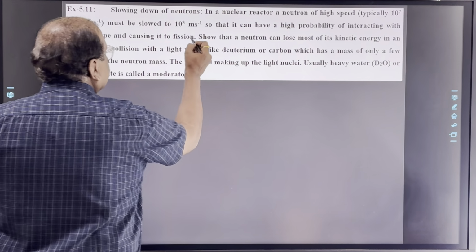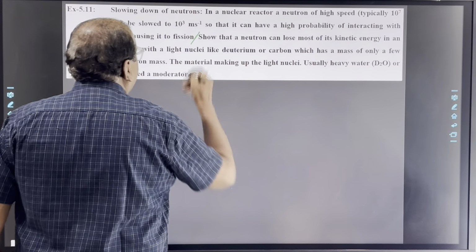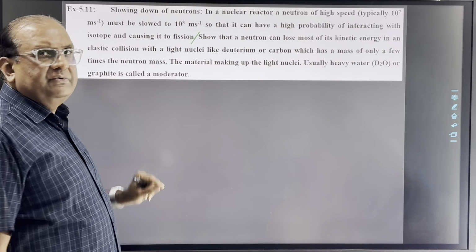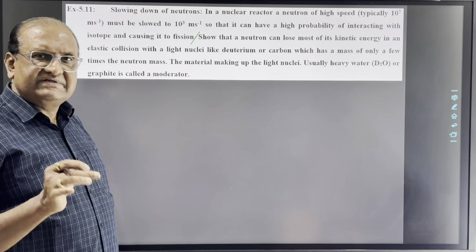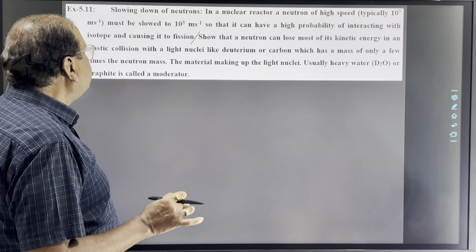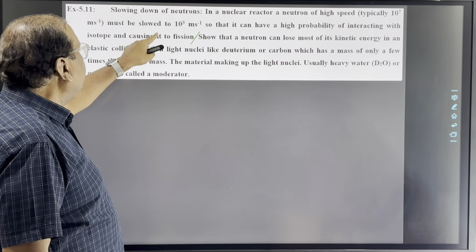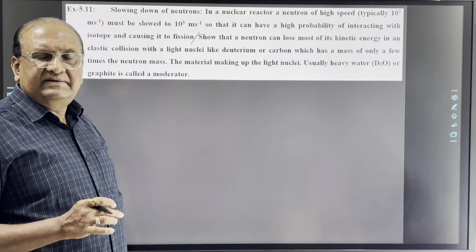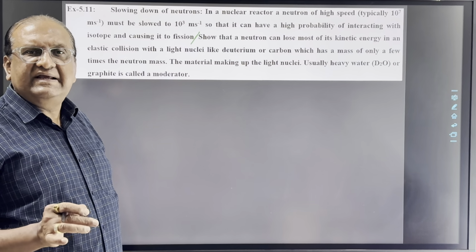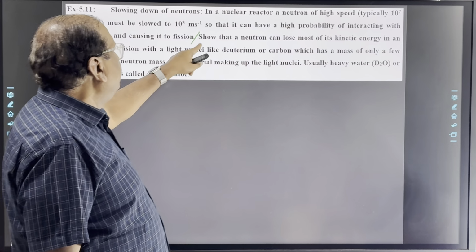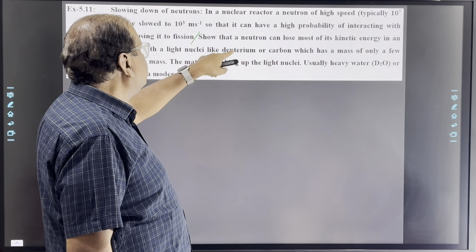So up to this point, the understanding related to the fission process is given to you. In the fission process, the neutrons should be with speed 10 raised to 3 meter per second. Then successful fission is possible. Now the example starts from this point.